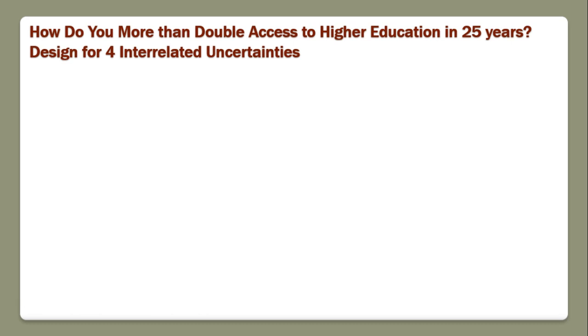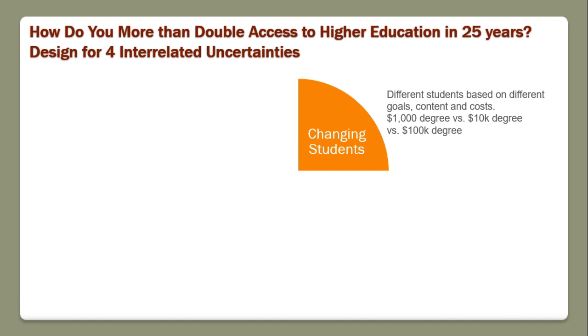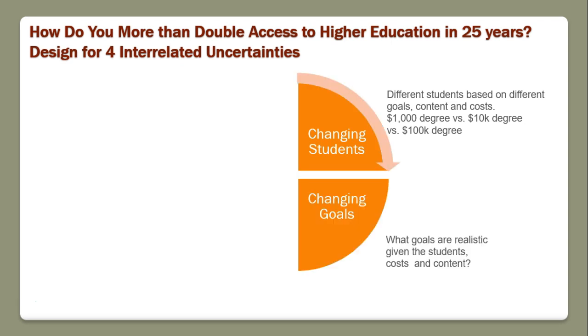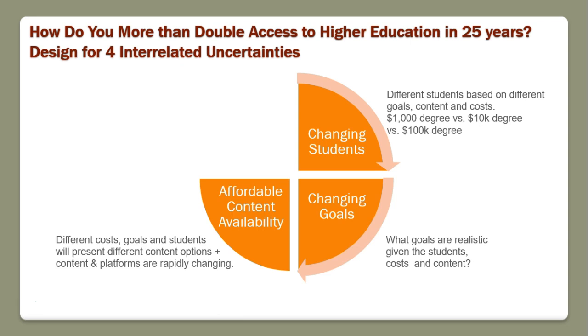I think a big part of it is you have to use lean startup design to design for 4 interrelated uncertainties. So, one, you have changing students. You're going to have different students, and they may have different goals, content, and cost. How you design a $1,000 degree is very different from how you design a $100,000 degree or a $10,000 degree, or even free courses on Udemy. That's going to drive what are realistic goals given the students, the cost, and the content.